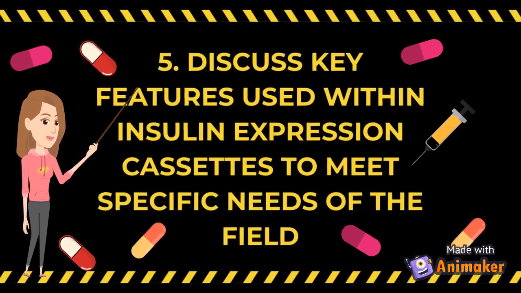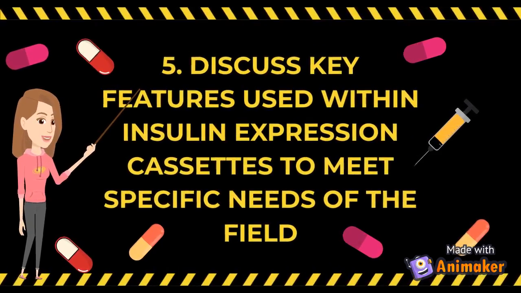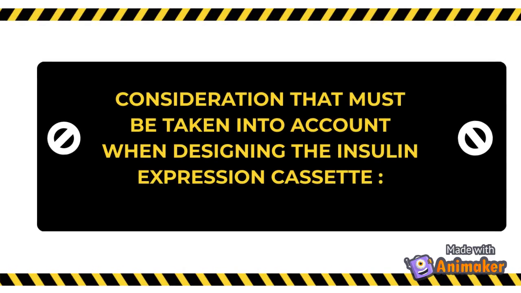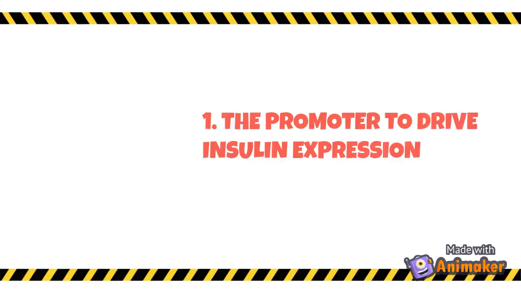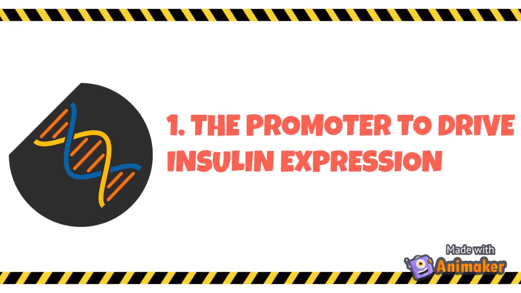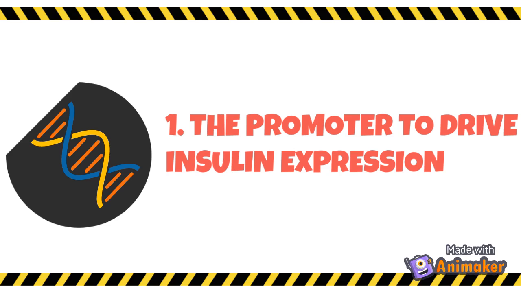Question number 5. Discuss key features used within insulin expression cassettes to meet specific needs of the field. Considerations that must be taken into account when designing the insulin expression cassette are: Number 1. The promoter to drive insulin expression.